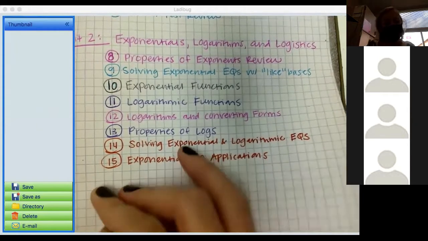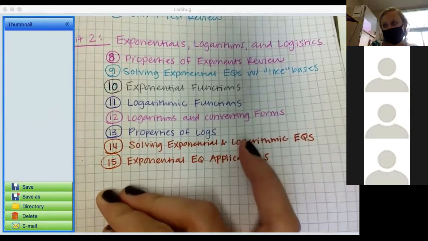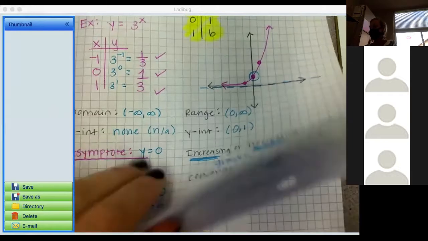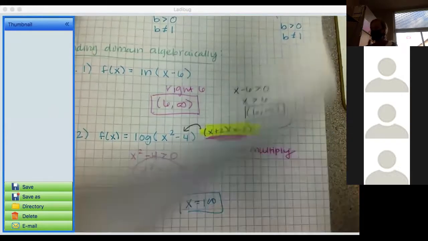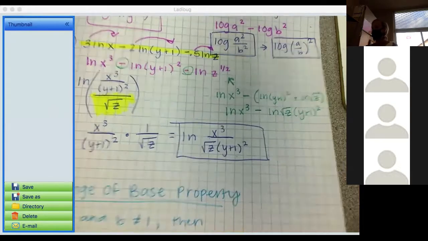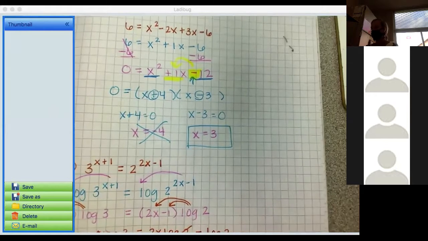Exponential, huh? I thought she was going to say something. Exponential equation applications. Dang, y'all, we've taken a lot of notes already this year. I'm going to need a second notebook.